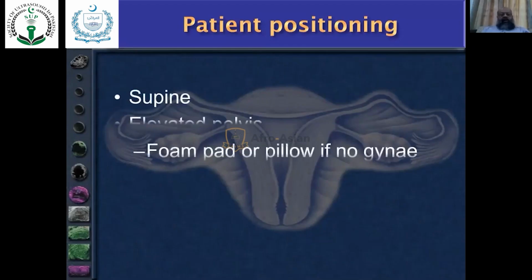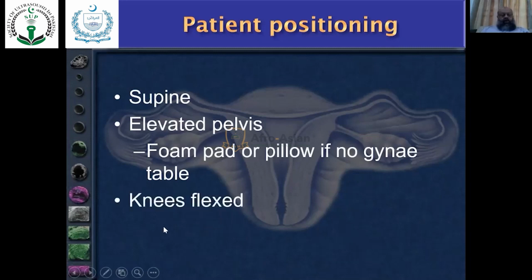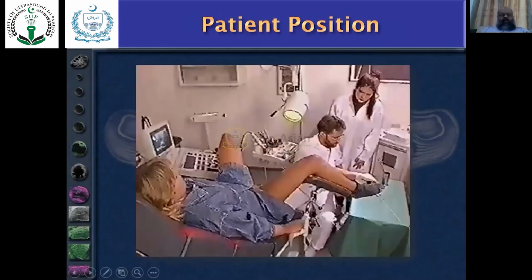Patient positioning. Preferably, the patient is required to be supine on the couch. Elevated pelvis. We can elevate it by putting a foam pad or pillow if no gynae table is available. If we have a gynae table, that will be better. Otherwise, we put a foam pad or pillow under the buttocks of the patient. The knees are flexed and a suitable drape cover is required. This is the lithotomy or gynae table.